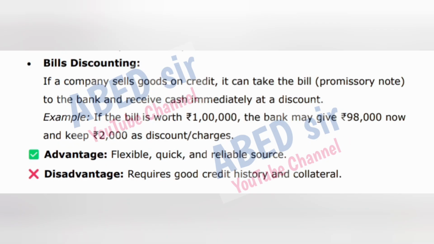Bills discounting. If a company sells goods on credit, it can take the bill, the promissory note, to the bank and receive cash immediately at a discount. Example, if the bill is worth 1 lakh rupees, the bank may give 98,000 rupees now and keep 2,000 rupees as discount charges. Advantage: flexible, quick, and reliable source. Disadvantage: requires good credit history and collateral.